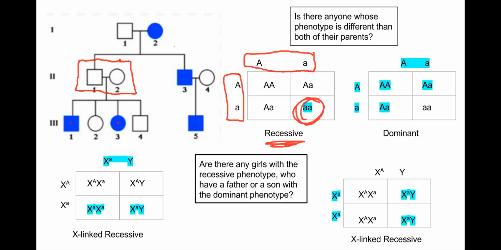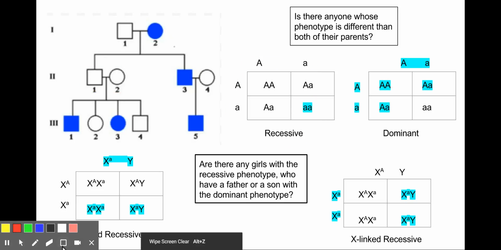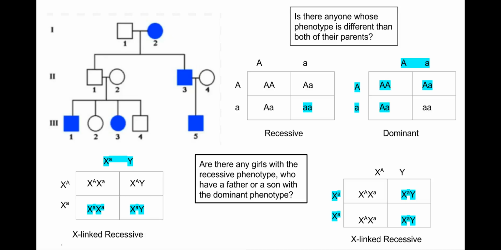Okay, so you got a recessive pedigree, but now is it X-linked recessive or is it autosomal recessive? And to figure out if it's X-linked recessive, there are a couple rules that we need to look at. And because it's X-linked, we're going to focus on the girls. Are there any girls with the recessive phenotype who have a father or a son with the dominant phenotype? All right, let's see if we can figure what the heck that means.